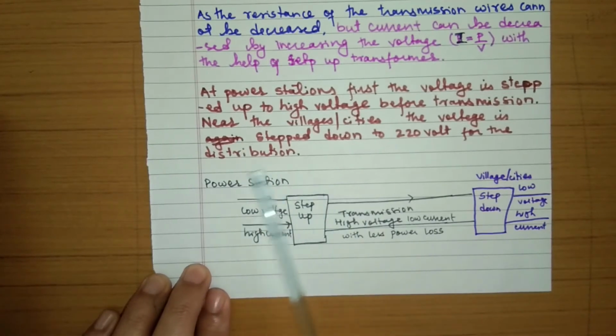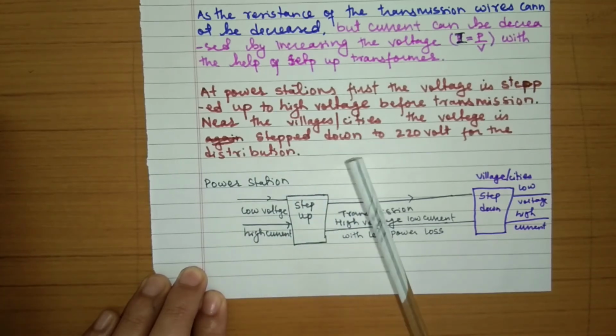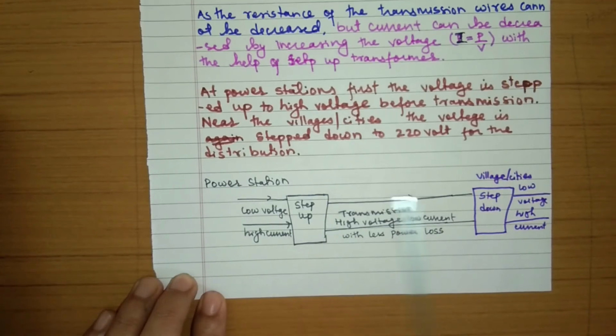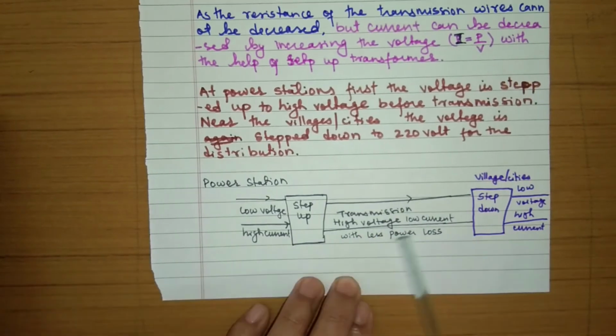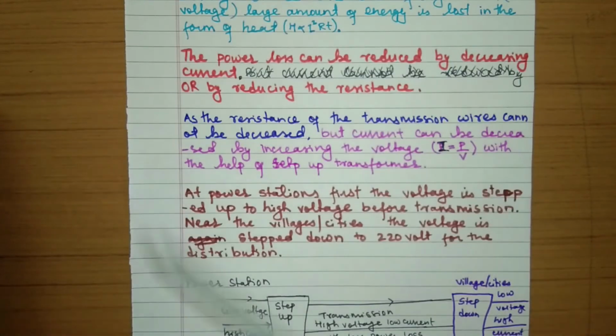In this picture you can see, at the powerhouse we get low voltage and high current, which will be required in our houses, but to send it to our houses we have the transmission line in between. So at the powerhouse, we step up the voltage to high voltage and low current, and send the energy to the villages and cities. While transferring the low current, there is less loss. After reaching the village, the voltage is again stepped down to low voltage and high current, which can be used in our house directly. So this is the whole process.